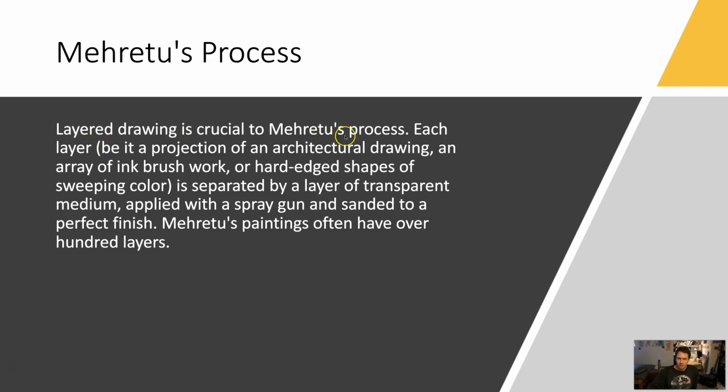Layered drawing is crucial to Mehretu's process. Each layer, be it a projection of an architectural drawing, an array of ink brushwork, or hard-edged shapes of sweeping color, each layer is separated by another layer of transparent medium applied with a spray gun and sanded over to a perfect finish, and then a new layer is painted or applied on top of that. Mehretu's paintings often have over 100 layers.